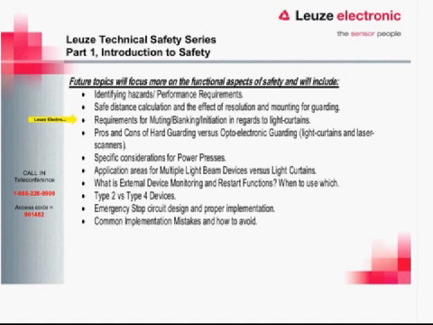When putting a light curtain on a machine with muting, blanking, or initiation, there are certain considerations that need to be made, especially in the mounting and the wiring of these devices to make them conform. We'll look at the pros and cons of hard guarding versus AOPDs or optoelectronic guarding, such as light curtains, laser scanners, and multiple light beam devices.